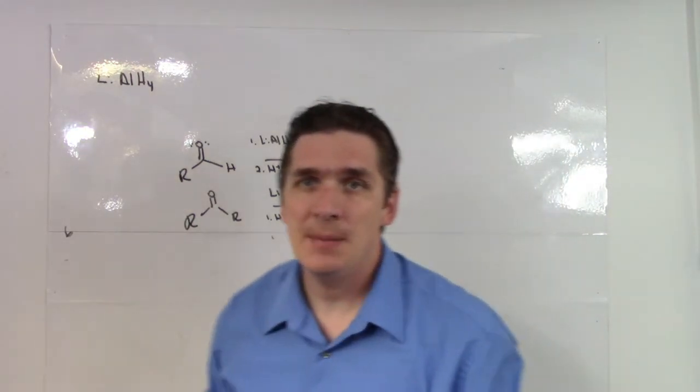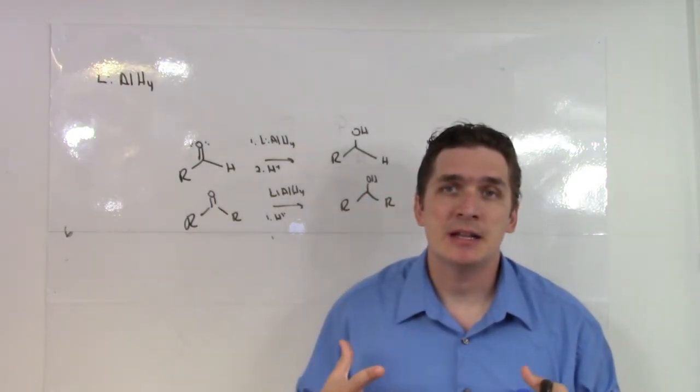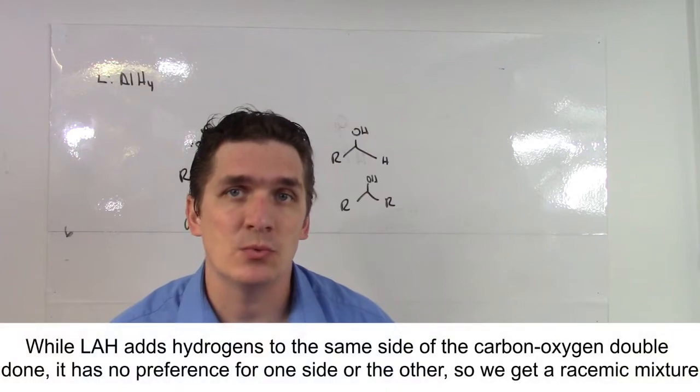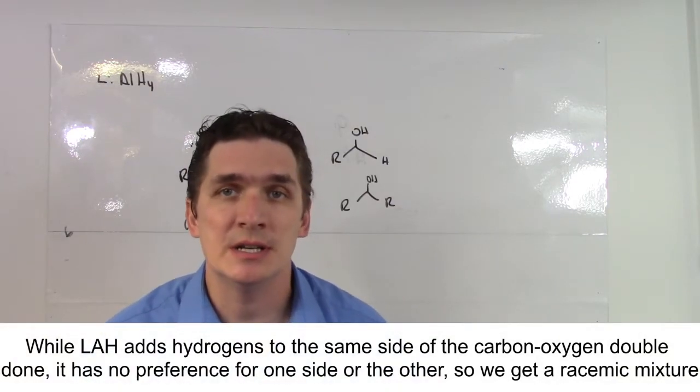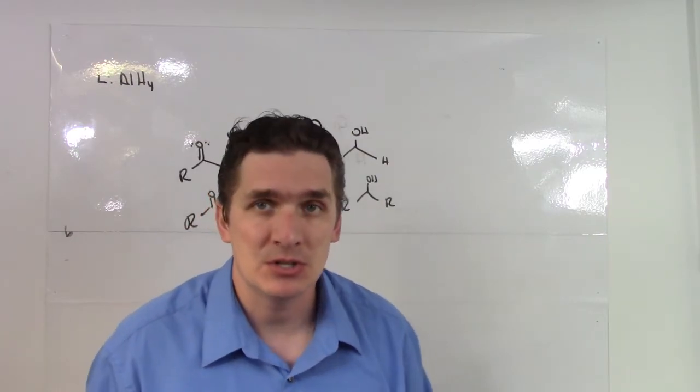Now, a brief comment on this. This carbonyl here is trigonal-planar, and the LAH is going to add hydrogens to both sides. So if we end up producing a chiral center when we form this alcohol, we are going to end up forming both R and S alcohols in a racemic mixture.